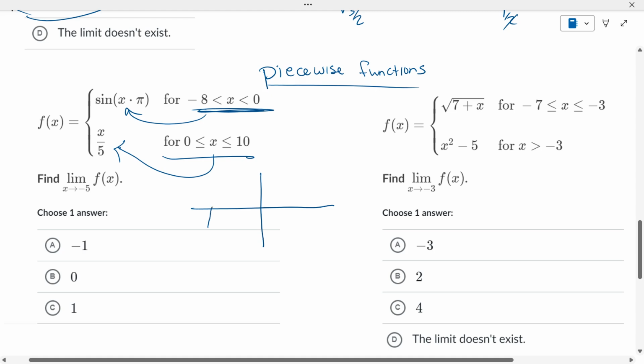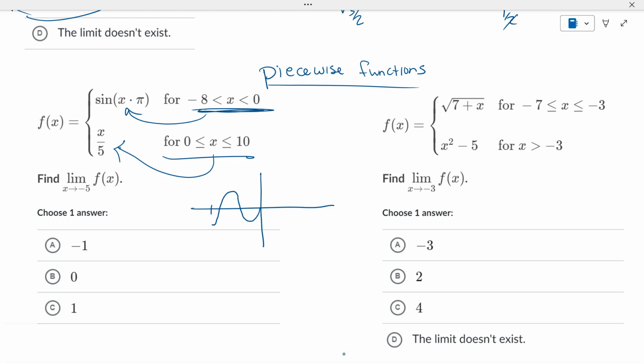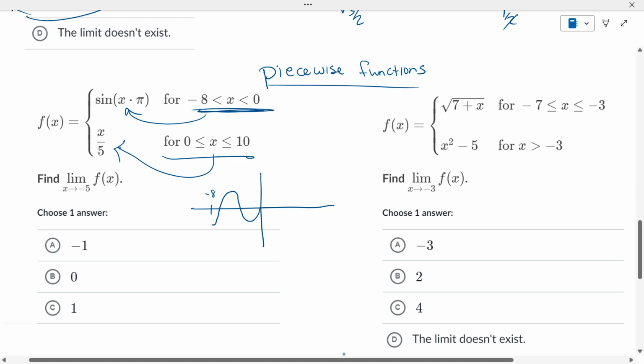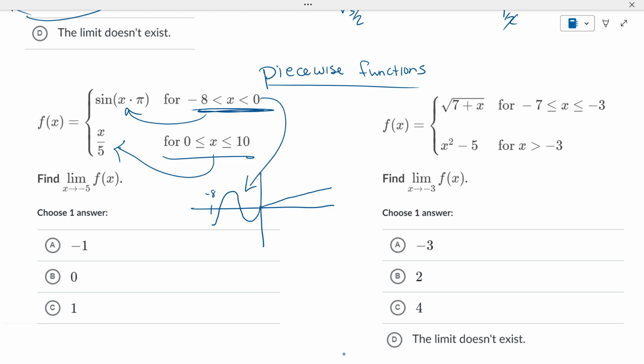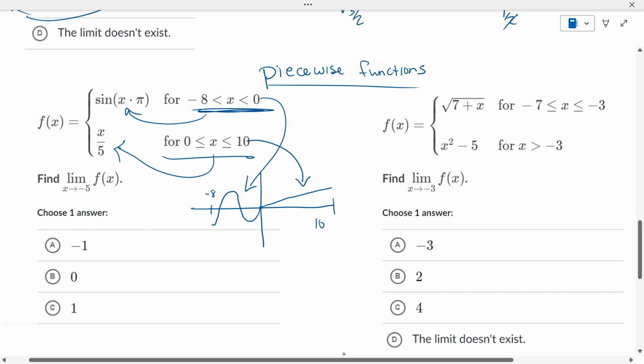it would be the sine curve from -8 up until 0. Oops, that's not quite right. Let me draw it backwards. So here's like -8 up to 0. And then from 0 to 10, it would be 1/5 x. Okay? So this part of the curve goes from -8 to 0. This part of the curve goes from 0 to 10. Okay, that's what a piecewise function is.